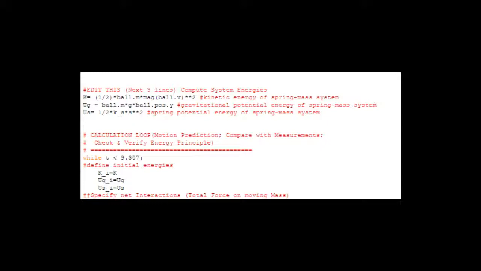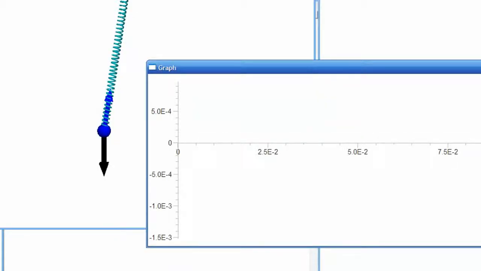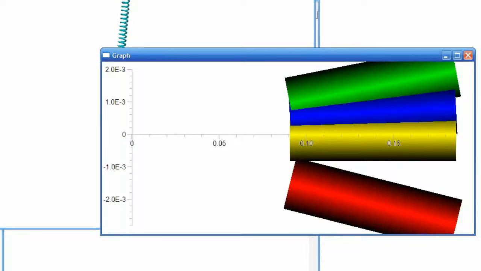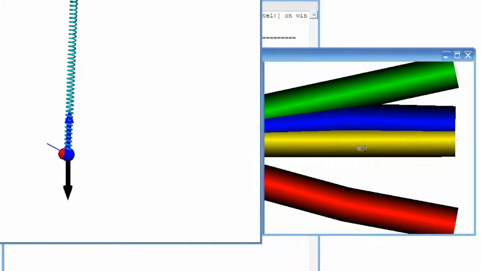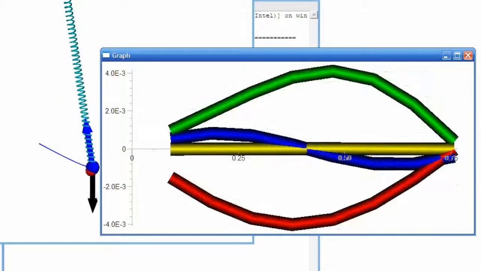We now come to energy considerations in the system. So here we are showing the code lines used to calculate the change in the different energies involved. On the same axis, we plot the change in kinetic energy, the change in gravitational potential energy, the change in spring potential energy, and the total energy.